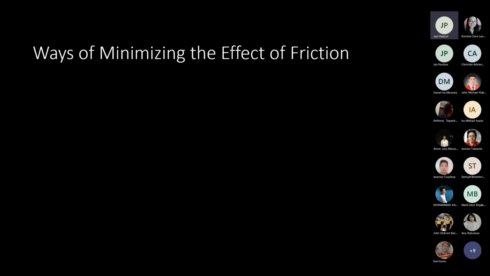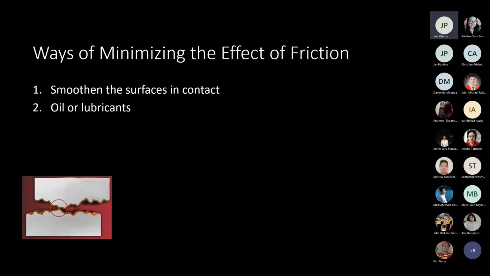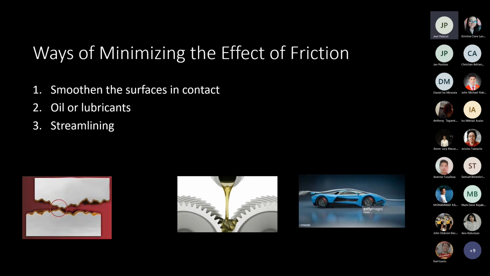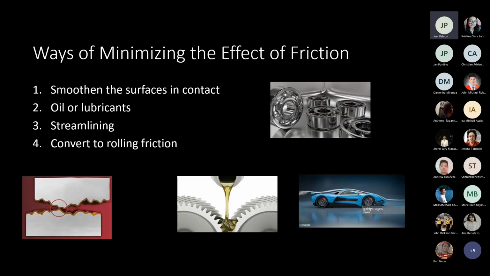There are several ways of minimizing the effect of friction. One is to smoothen the surfaces that are in contact. Two, we use oil or lubricants. Three, streamlining is one way of reducing air resistance and fluid resistance as well, and converting to rolling friction. In converting to rolling friction, we use either a wheel, a roller, or a bearing.